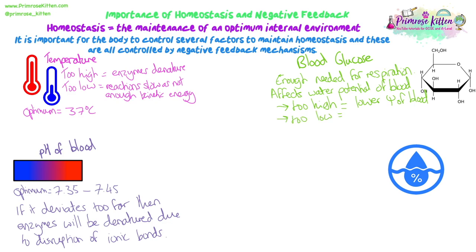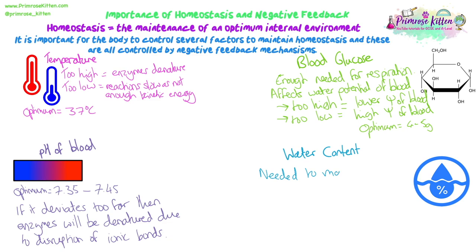But also we need to think about how much there is in the blood, because that's going to determine the water potential of our plasma and our tissue fluid around our cells, which can affect the cells. Which brings us on to the final one, which is blood water content.